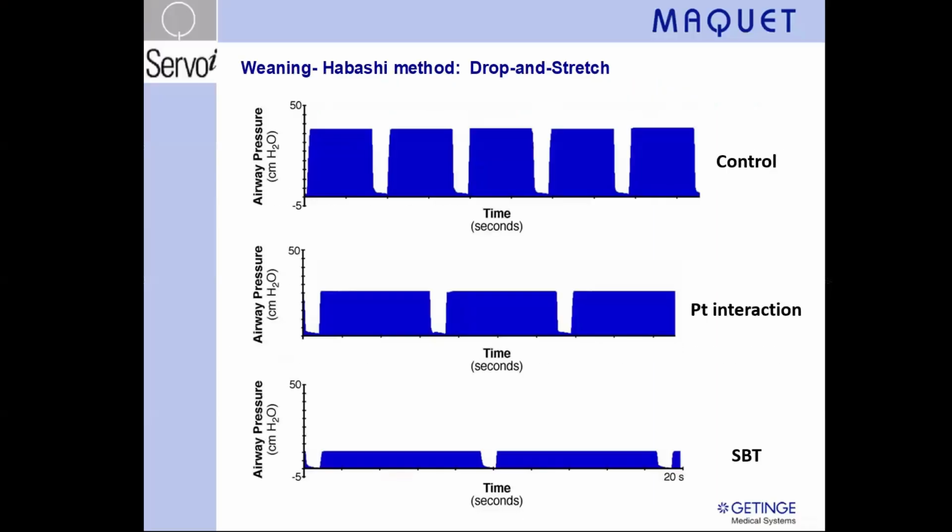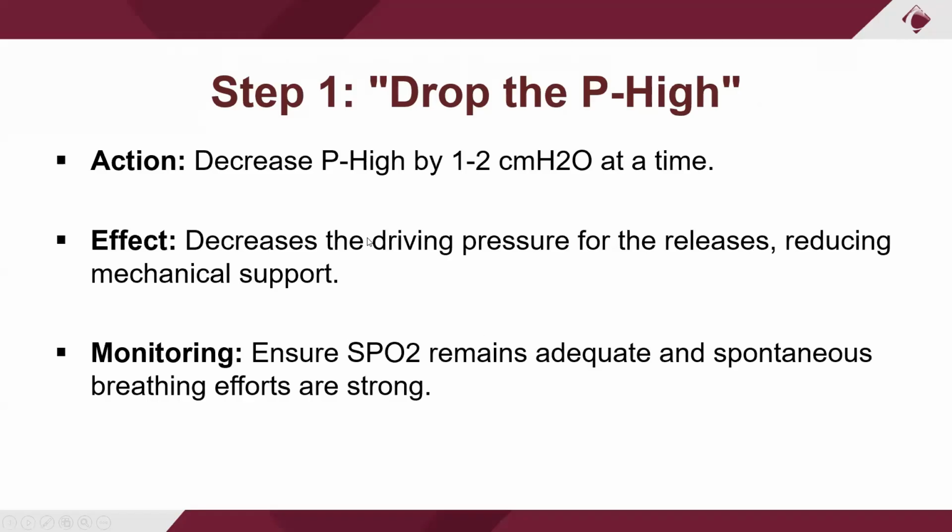So again, the effort should be monitored. This is what it would look like if you're going from controlled. This would be hardly any spontaneous effort. And then once you start dropping and stretching, you start getting the patient to take some breaths. So it starts weaning these, Habashi calls them CPAP blocks. And then eventually you want them here just breathing, one big SBT, right? With just one big long CPAP level.